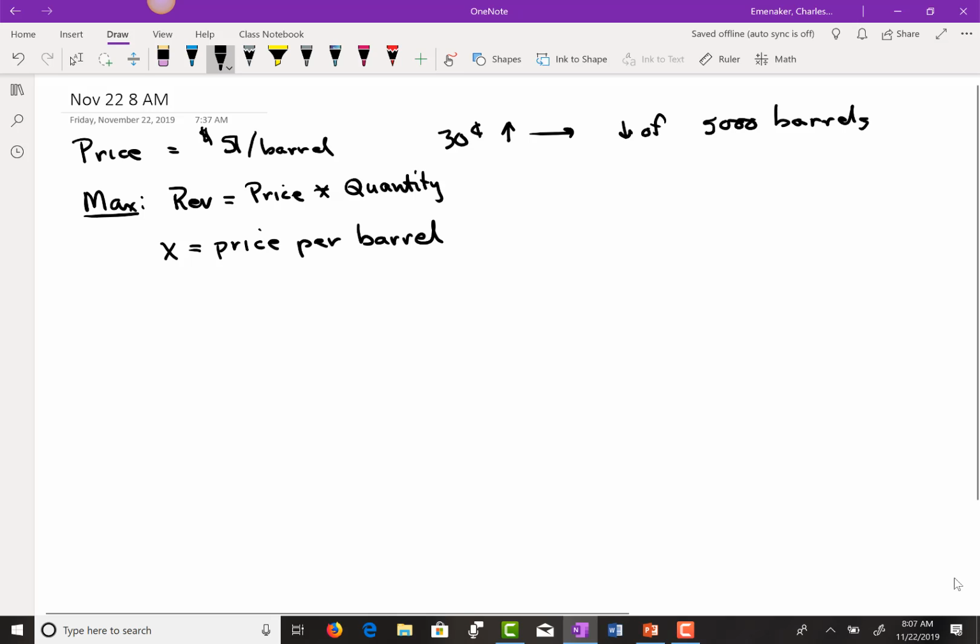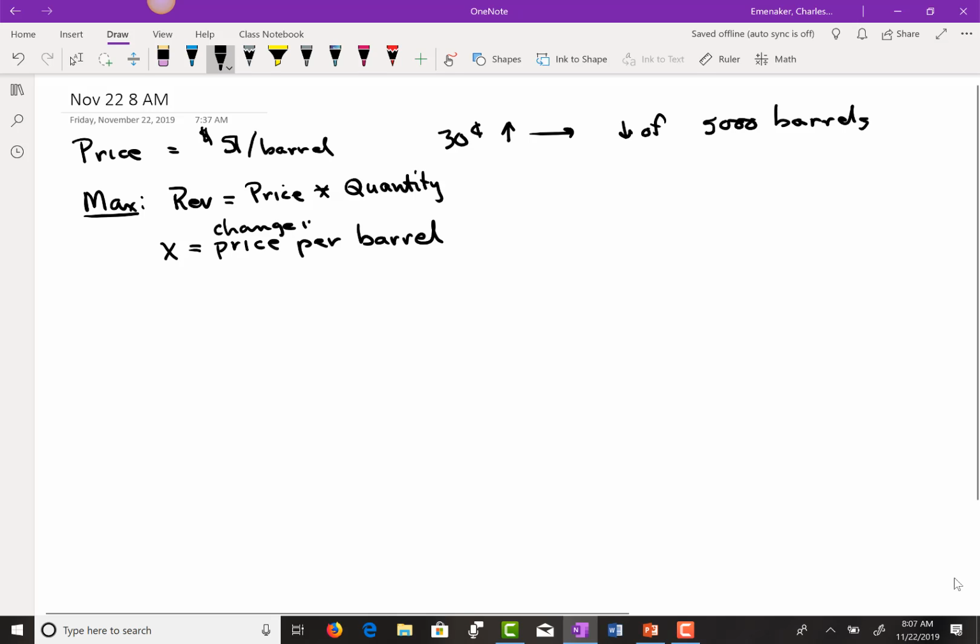And what can we do with the price? We can raise it and lower it, can't we? And the information that we have is in raising it and lowering it how much? 30 cents. Okay, so maybe is X going to be the final price, or is X going to be how many times we raise or lower? Yeah, what we're really after here is the change in price per barrel. Does that make sense?